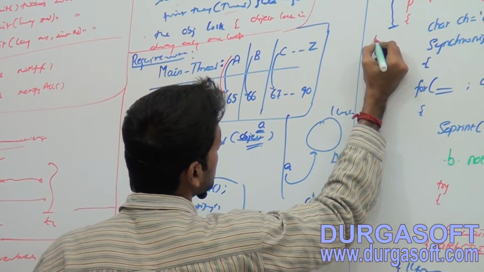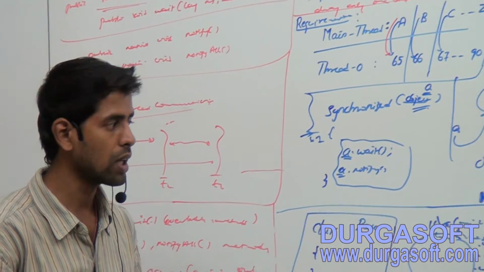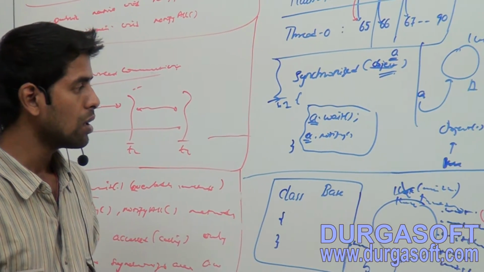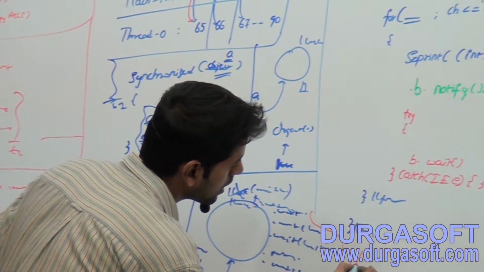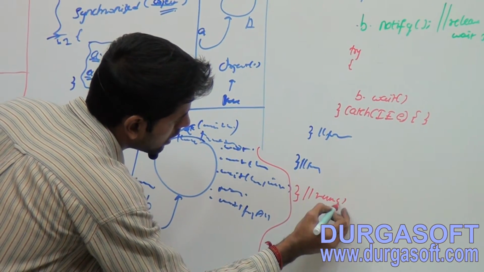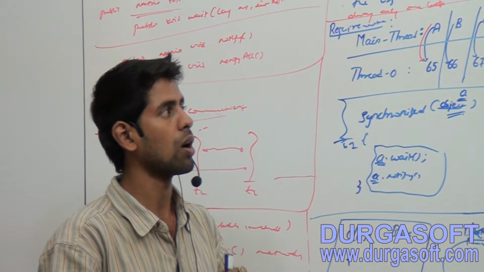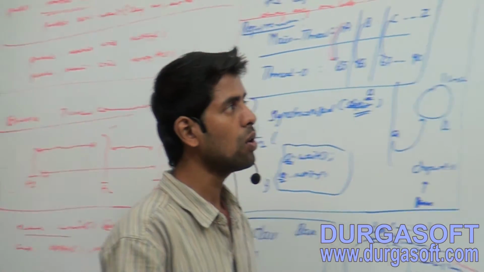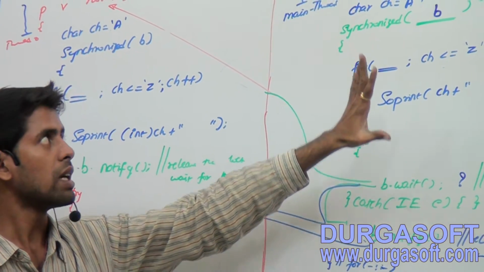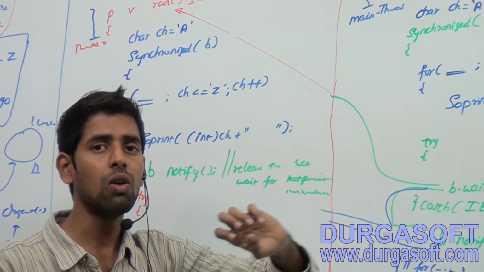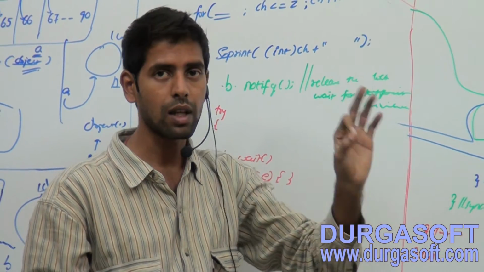Okay, this area represents a thread 0 area or block. So thread area and thread 0 block and main method block, that is main thread block. Now the control will always come to the main thread first. That is a must, guys. In all of the multi-threading applications, the control first comes to main thread only.